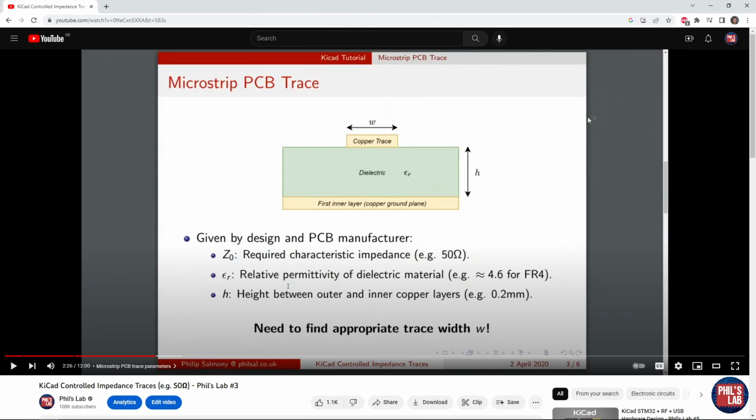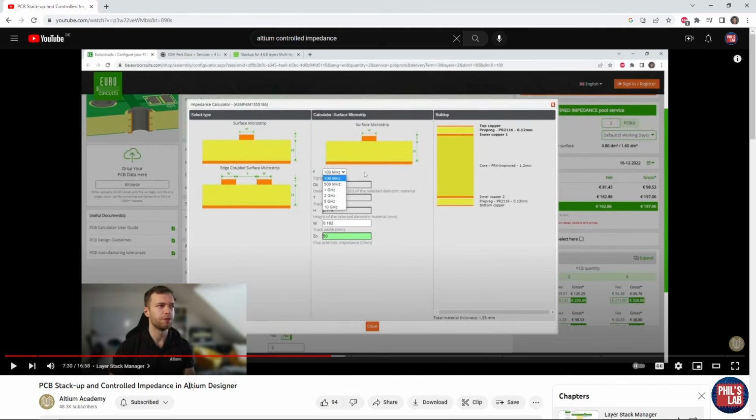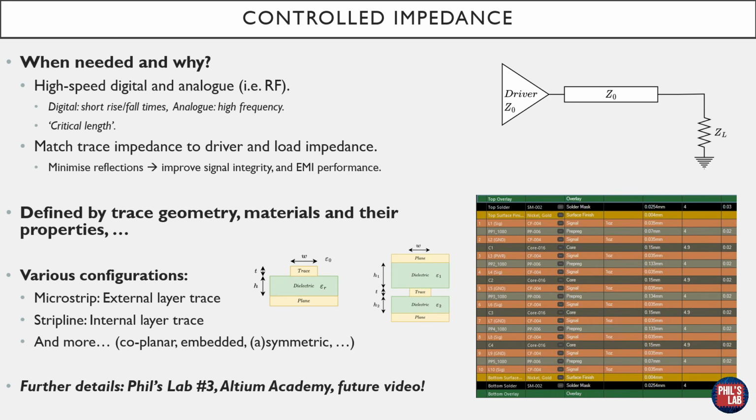In terms of further resources, I do have a rather old video on my channel. That's video number 3. I plan on making an updated video on controlled impedance, but check that out to get the basics. As well as on the Altium Academy YouTube channel, I've created a video on PCB stack-up and controlled impedance, specifically in Altium Designer, which I'll leave in the description box below as well. Again, keep in mind we're just broadly covering the topics that have to do with traces, and I'll explain more in detail in future videos, as each of these topics is worthy of a video in its own right.